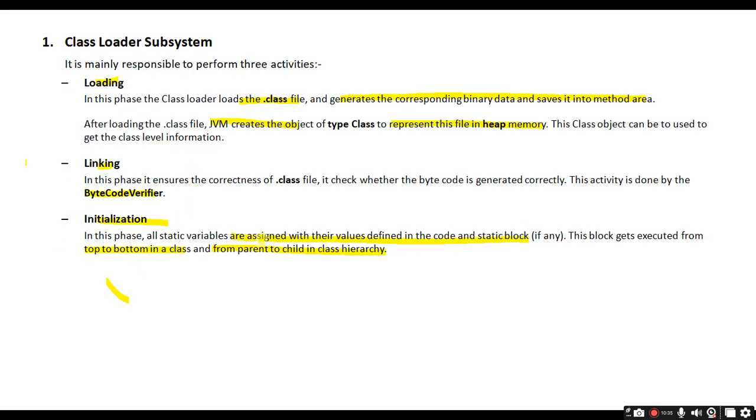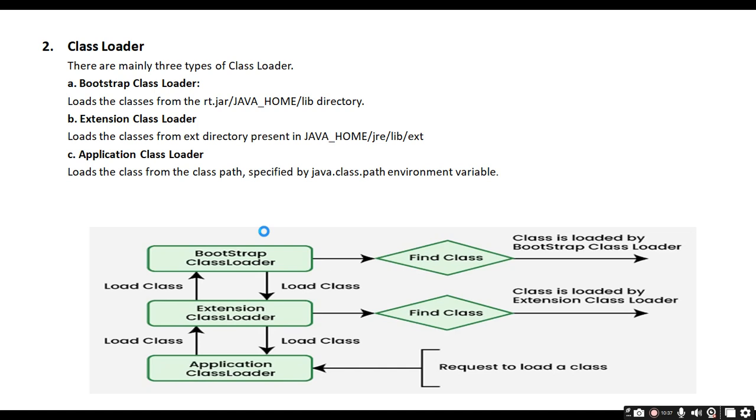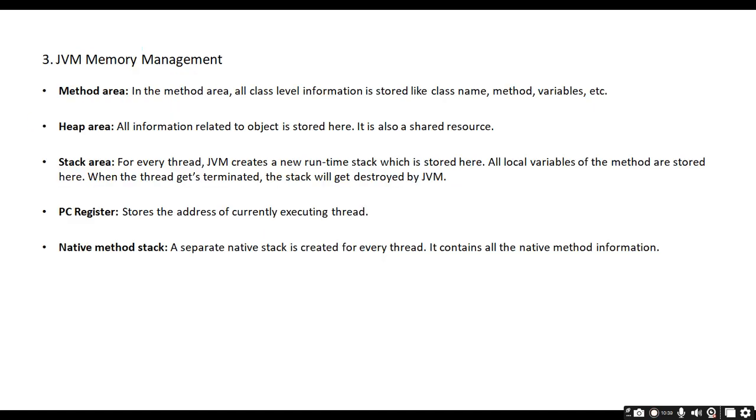Over here it will generate the corresponding binary data and save it into the method area. Once the class loader loads the .class file, it will generate the corresponding binary data for that particular .class file and store it into the method area. It contains all the class level information like the class name, method, variable, the parent class name, etc. All this information will be stored in the method area.